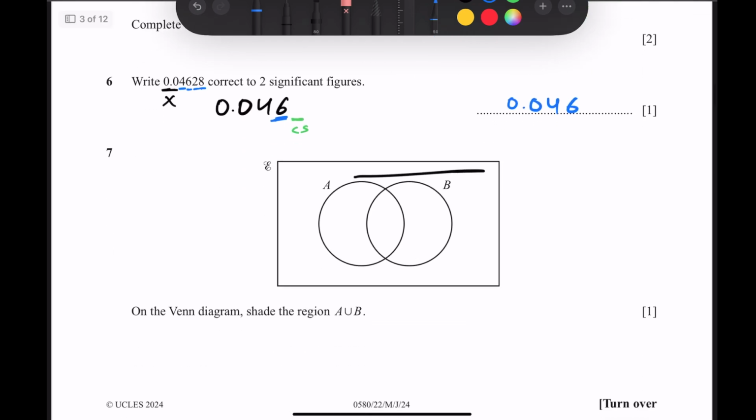Now question 7 is shading the region A union B. This is pretty straightforward, since they're not asking for any loopholes like A prime intersection B. They're just asking A union B, which means that they want you to shade the region A, shade the region B, and shade the regions where A meets B as well. So in this case, A union B.